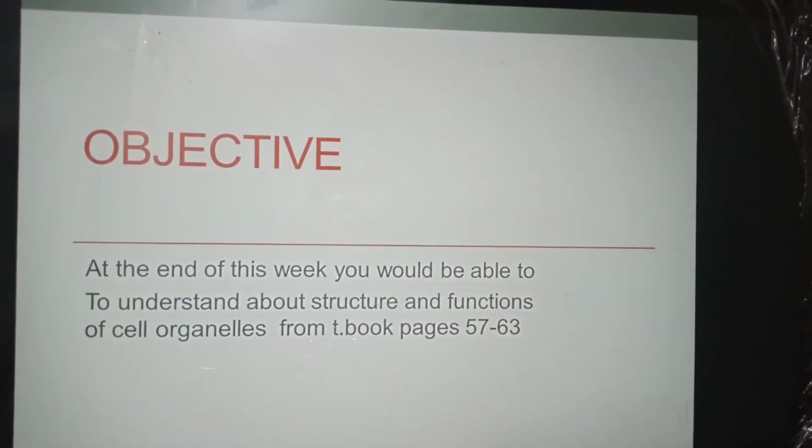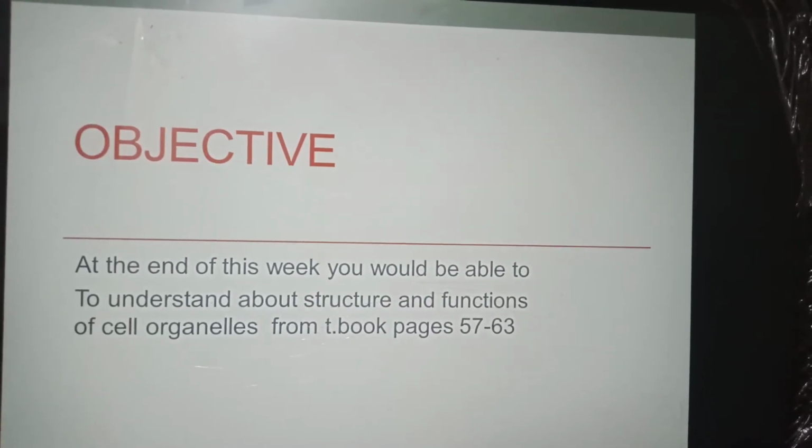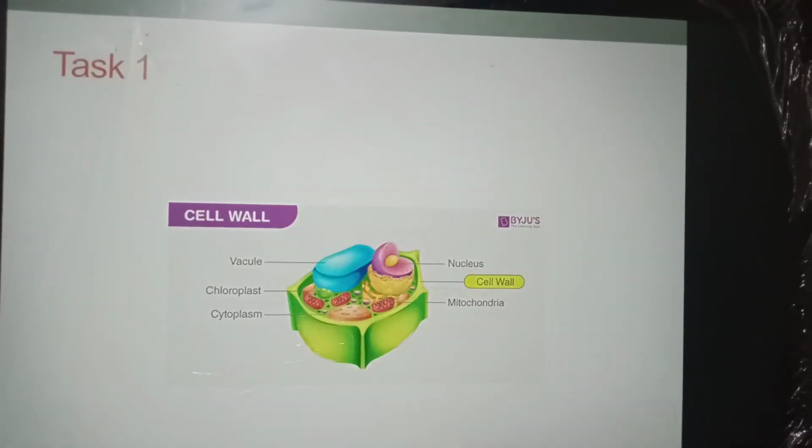The chapter is chapter number 4, Cells and Tissues. The objective is that at the end of this week you would be able to understand the structure and functions of cell organelles from textbook pages 57 to 63.